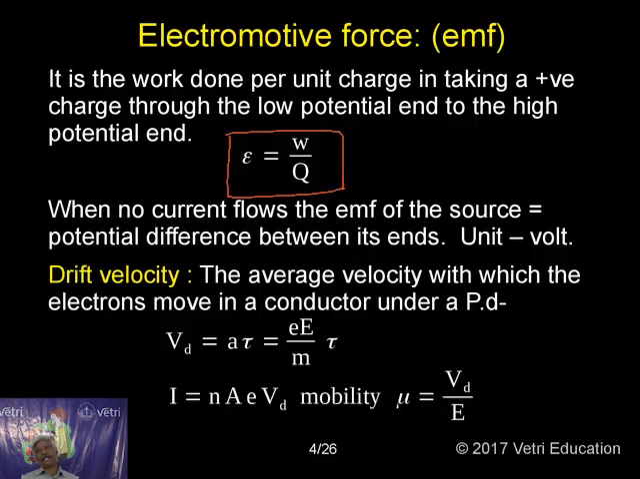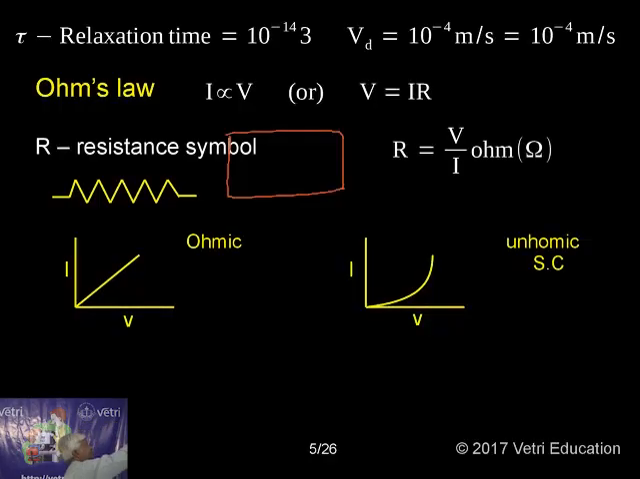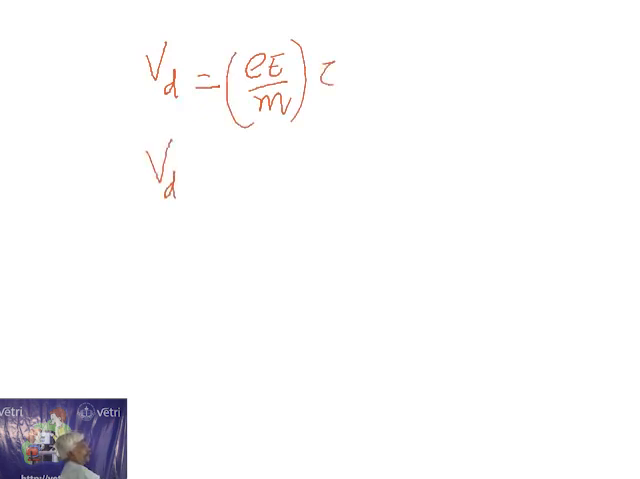Just now we have seen what is drift velocity, the average velocity with which the electrons move in a conductor under an external agency. So I have given the derivation, and I also want to discuss now. The drift velocity, just now I have given the formula, Vd is equal to eE by m into tau. But take this Vd, this E comes here, that is equal to e by m into tau.